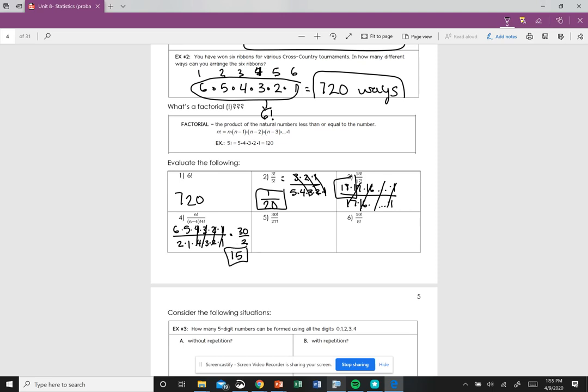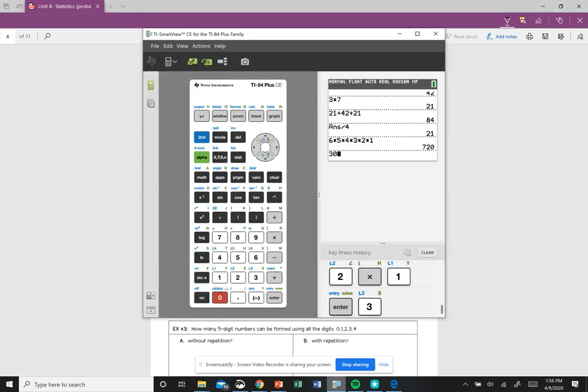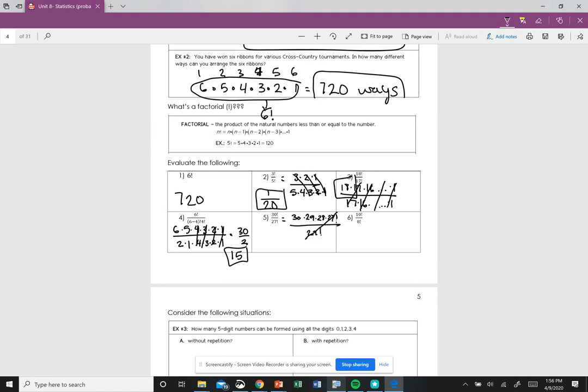That wasn't so bad. Okay, we do 30 factorial over 27 factorial. Hopefully you've learned that you could do 30 times 29 times 28 times, then 27 factorial would be the rest of everything down to 1, right? And then we have it over 27 factorial, so those cancel out. So then we would use our calculator to do 30 times 29 times 28. And we get 24,360.